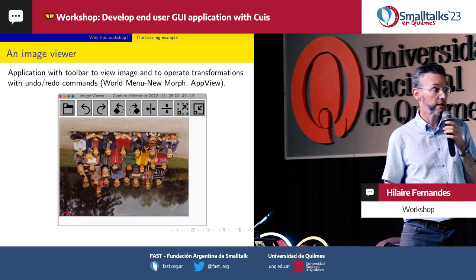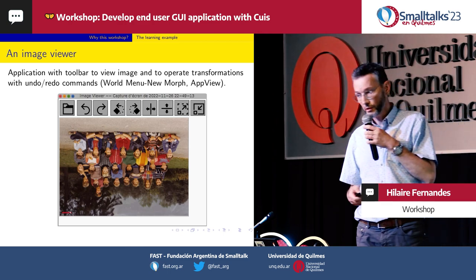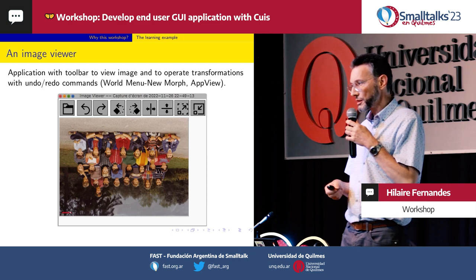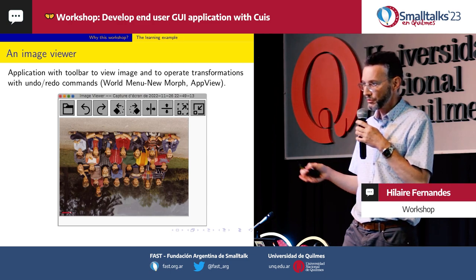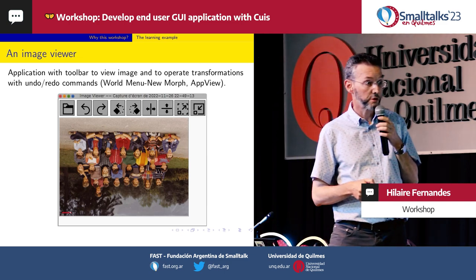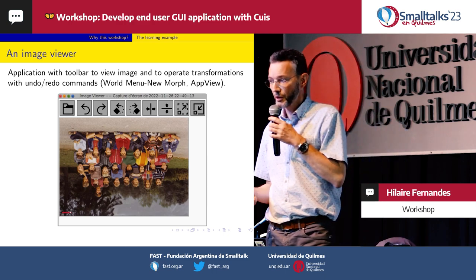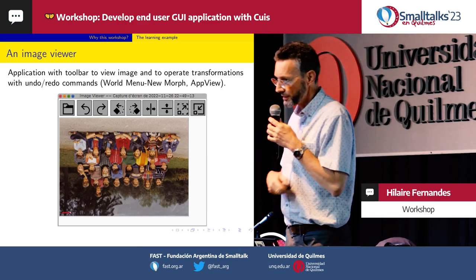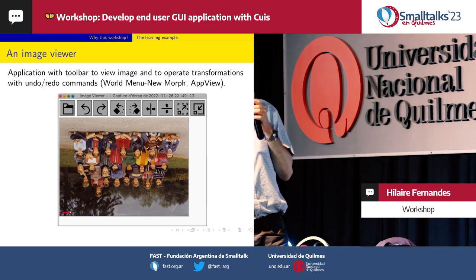So this is the example we will build. This is an image viewer. You can do some basic operations to scale, to rotate, to flip. And you have the ability, of course, to load the image. And you can undo or redo the operation. So we'll see. This example will show how to do all those kinds of things.